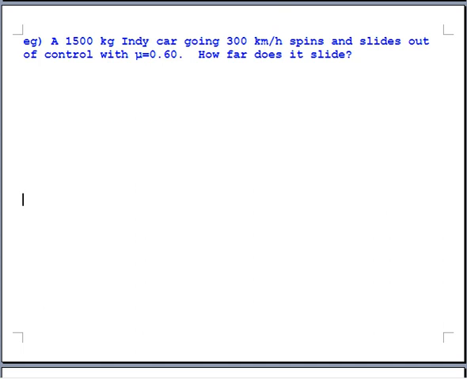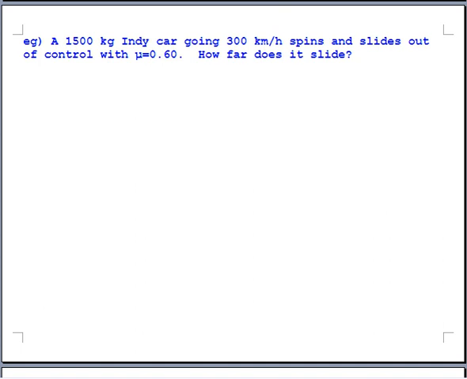All right, let's try one more example. This is fast and furious, so if you have any questions, remember, hit me up on a Zoom session or email me. Here we've got a 1,500 kilogram Indy car going 300 kilometers an hour. It spins and slides out of control with a coefficient of friction of 0.60. That tells us we're not going to be able to ignore friction, we'll have to put it in there. This thing's skidding out of control. How far does it slide until it comes to a stop? That's really what we're looking for.